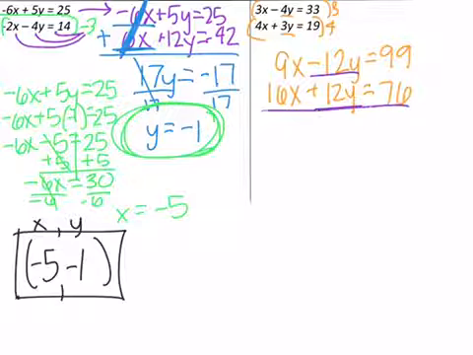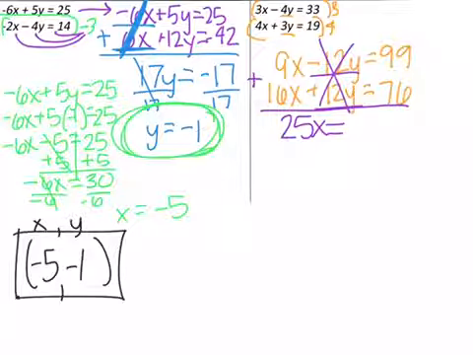Once we have that down, we get to add the equations to cancel them out. So 16x plus 9x is 25x. Negative 12 plus positive 12 is gone. It's 0. So we're done with our y's. It equals 99 plus 76, which is 175.